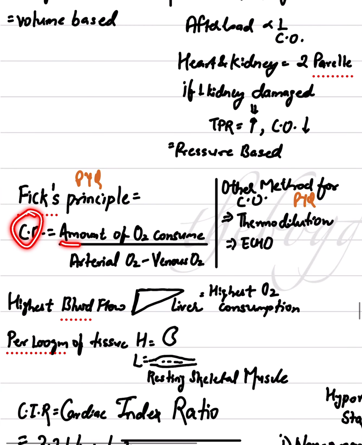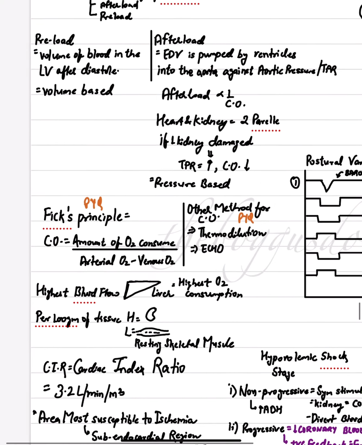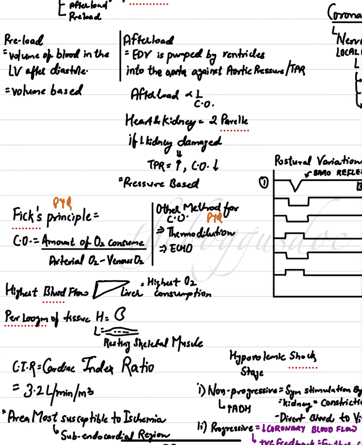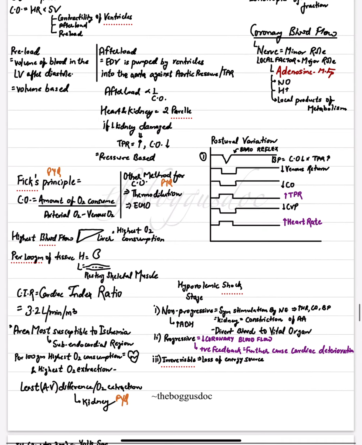The Fick principle for cardiac output: cardiac output is equal to the amount of oxygen consumed upon the arterial minus venous oxygen content. Other methods for cardiac output are thermodilution and echo. They ask which of the following is not a method of measuring cardiac output: Fick principle, thermodilution, and echo. These are the three methods for measuring cardiac output.